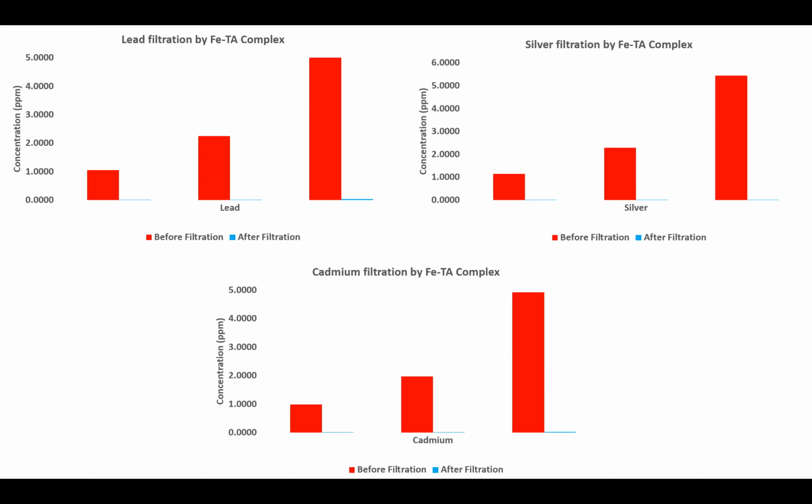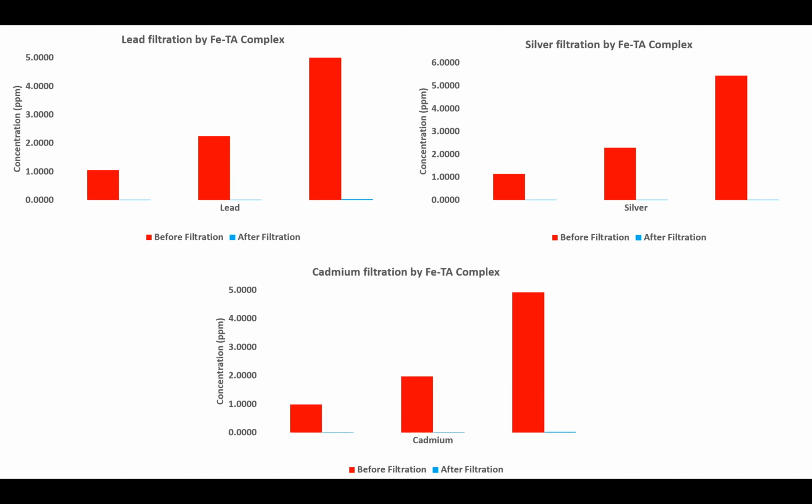The amount of heavy metal in water was detected by the inductively coupled plasma optical emission spectroscopy, which is known as ICP-OES. The presence of large numbers of carboxylic acid groups in the iron tannic acid complex is therefore responsible for the strong binding of the heavy metal cations.